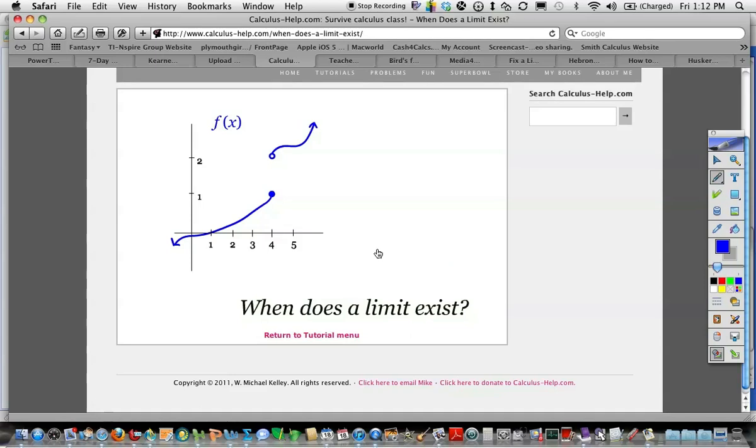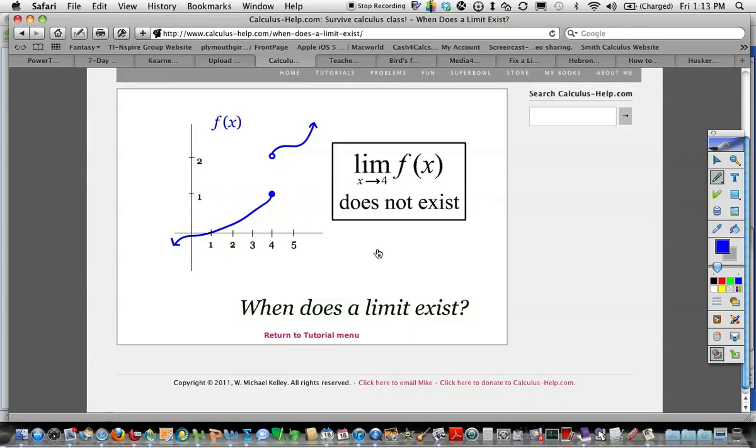Take a look at the graph of this function f of x. Visually, you can see that it's got a break in it at x equals 4. So, if we travel towards 4 from the right, we will arrive at a height of 2. However, if you travel towards 4 from the left, you will arrive at a height of 1. This means that no limit exists for f at x equals 4.